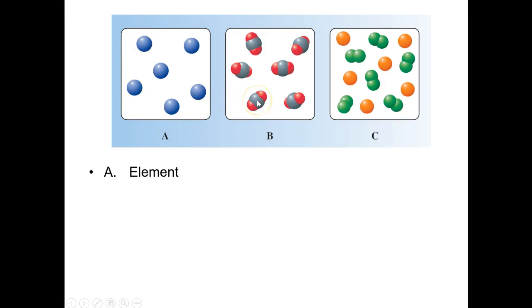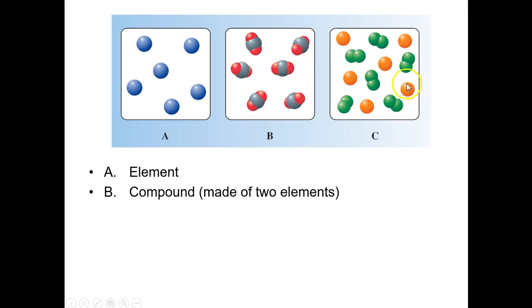B, you can see, is made up of more than one type of element. In the convention for molecular modeling, black is carbon and red is oxygen, and so these would be carbon dioxide molecules. But what you'll notice is that it's all the same. Everything in there is a carbon dioxide molecule. So B is an example of a compound, a pure substance. All these molecules are identical to each other, but they're made up of more than one type of atom. And so B would be a compound.